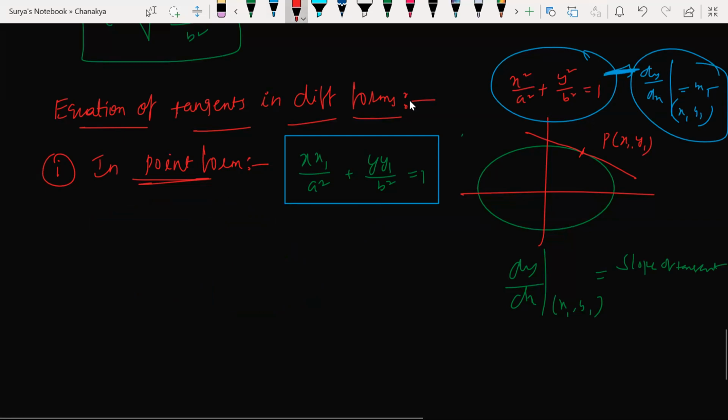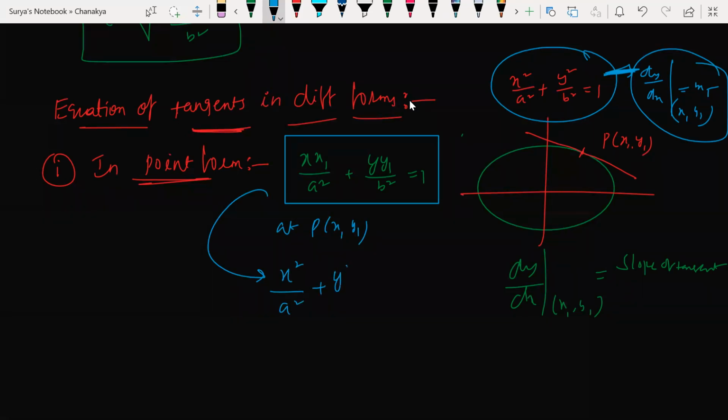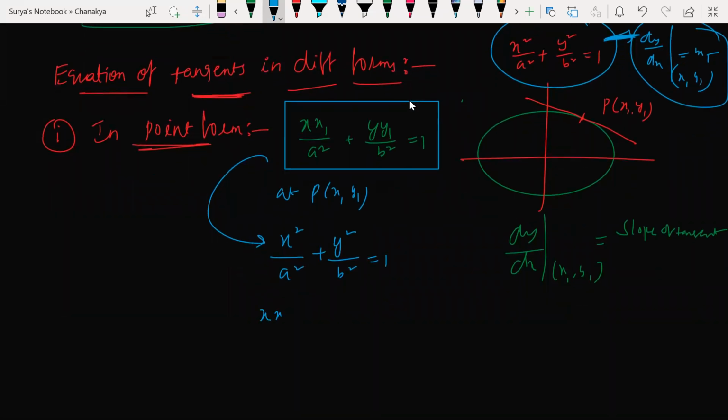I'm just talking about the equation of the tangent here, in point form. See here, the equation of the tangent at P of x1 comma y1. Sir, how did you write this? I'll tell you again, and also a way to remember it. x square by a square plus y square by b square is equal to 1, right? x square I can write as x into x, plus y square I can write as y into y by b square is equal to 1.